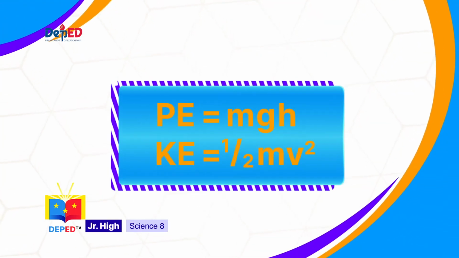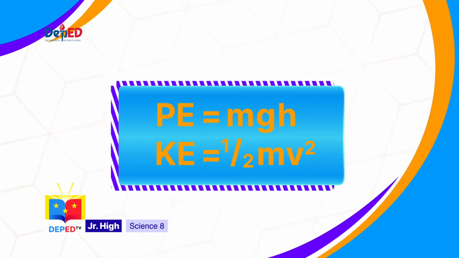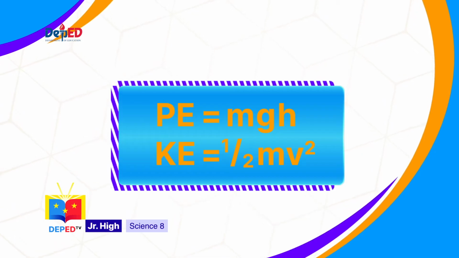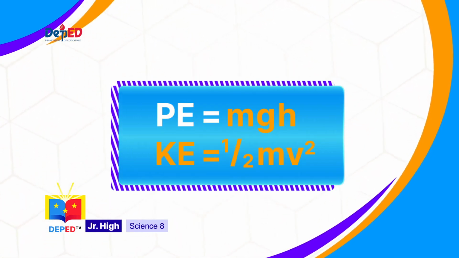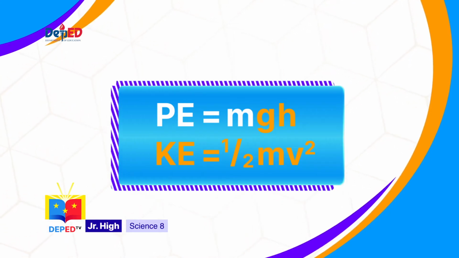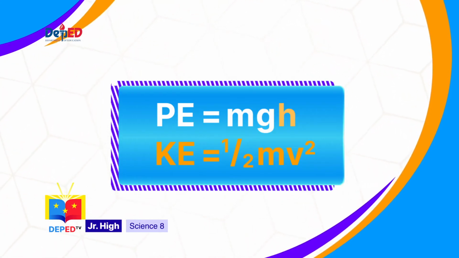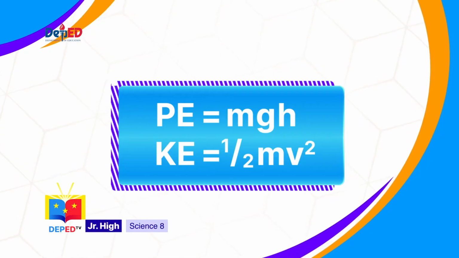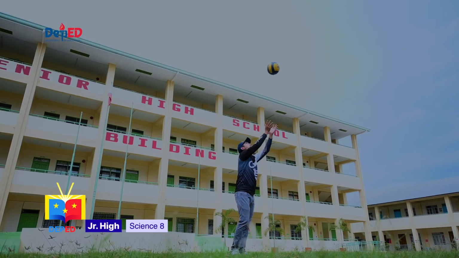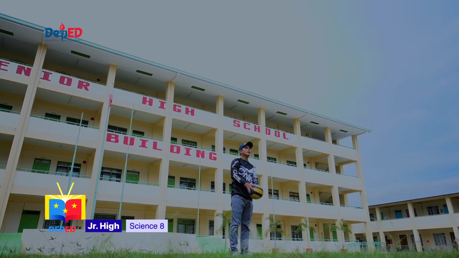To be able to understand this, remember the formula for potential energy and kinetic energy. Potential energy is equal to mass times acceleration due to gravity times height. And kinetic energy is equal to 1/2 times mass times velocity squared. Now let's go back to the ball.